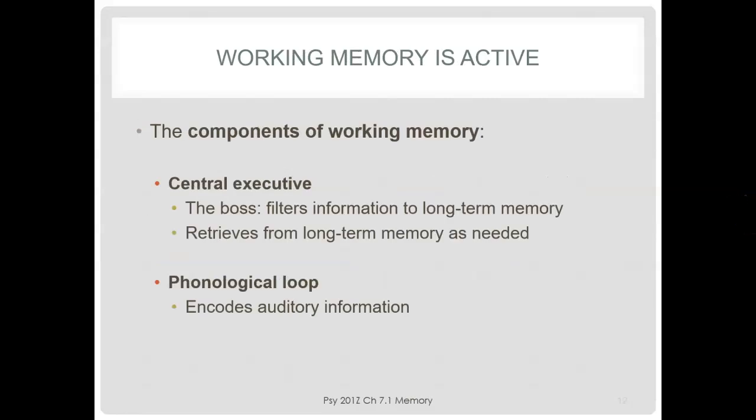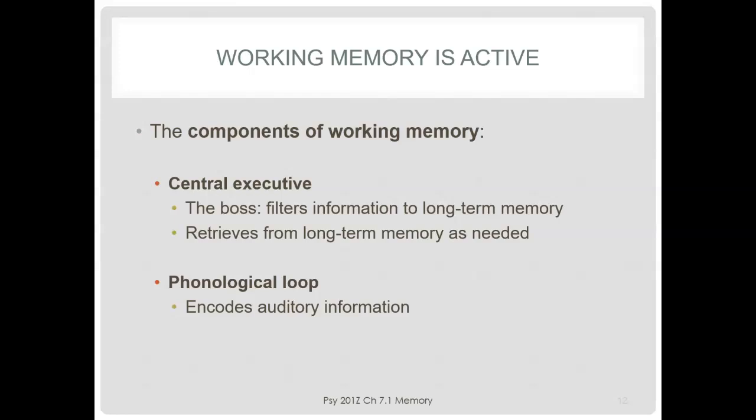So, the components of working memory. You've got the central executive, which is the boss. It controls this whole process. It filters information to long-term memory if you choose to do so.